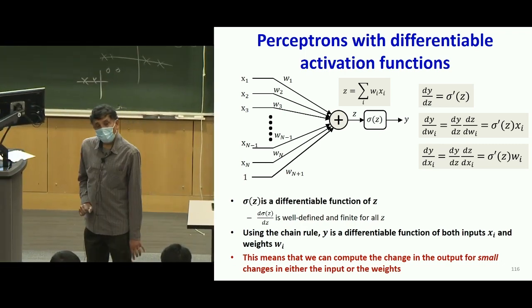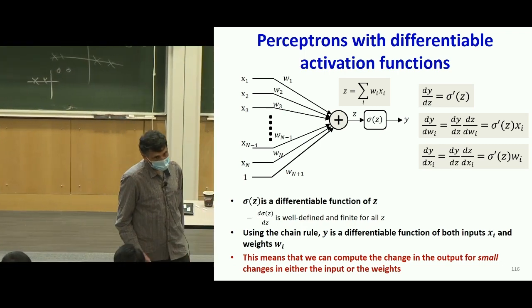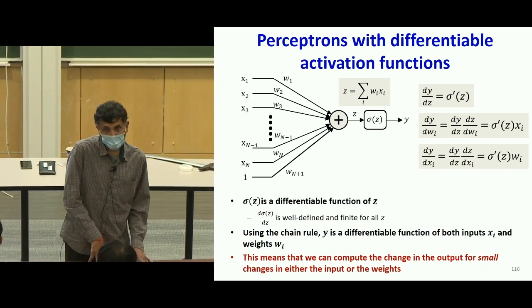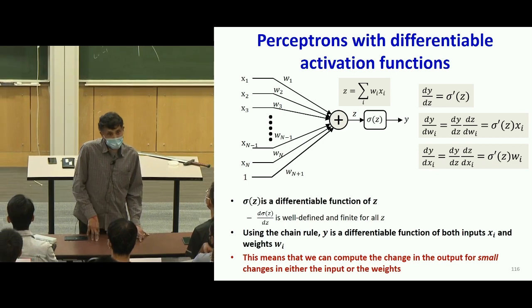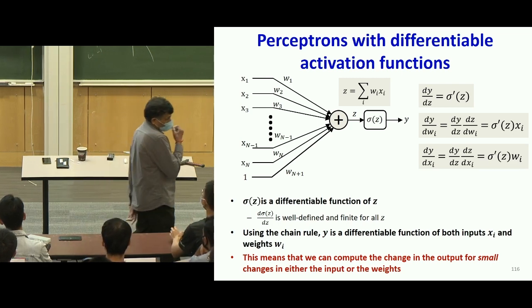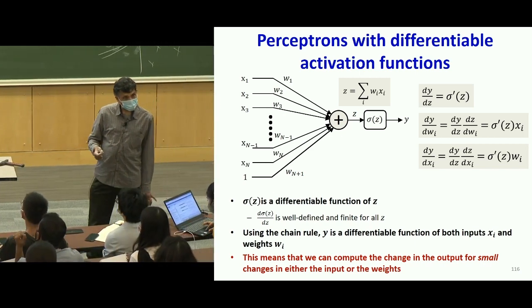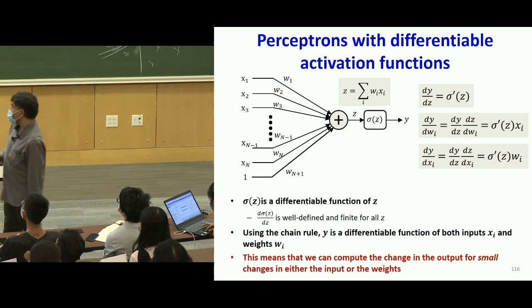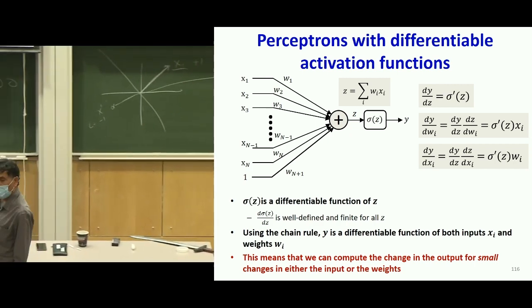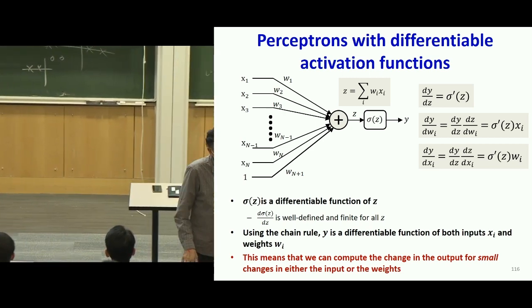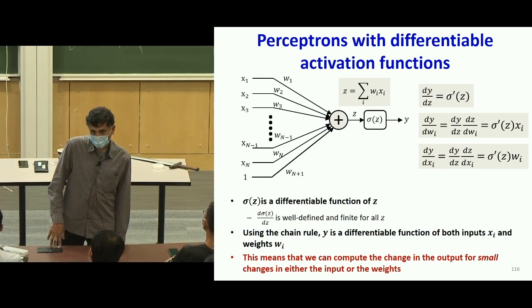If I can differentiate the activation function with respect to its input, that means I can compute the derivative of y with respect to z. But then z is just an affine function of its input values, so z can be differentiated with respect to its inputs x. z can also be differentiated with respect to its parameters w. So using the chain rule, I can now compute the derivative of the output y with respect to both the inputs of the perceptron and the weights of the perceptron.